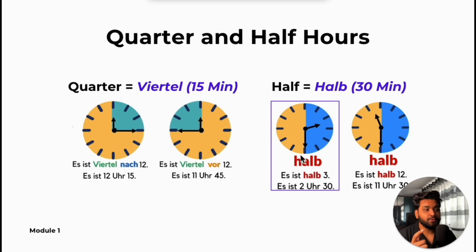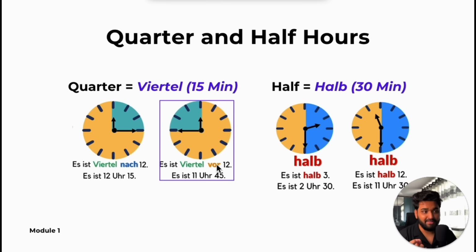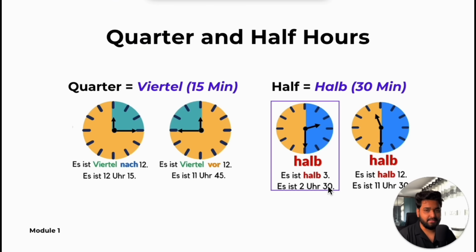The same thing goes with halb. Es ist halb 3. You can see 3 is not a full 3. That's why in German you will say halb 3. Like 3 is in half. Or you can say it formally as es ist 2:30. If you are confused with the halb 3 or Viertel vor things, then you can just say the usual number. 11:45, 2:30. It will be easy for you.